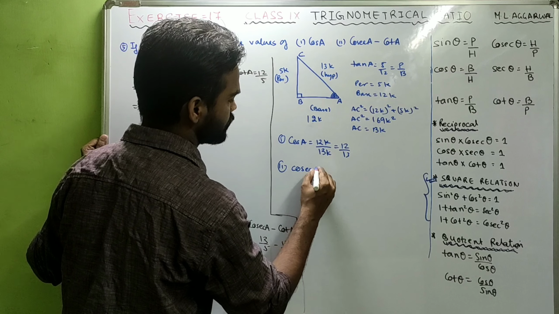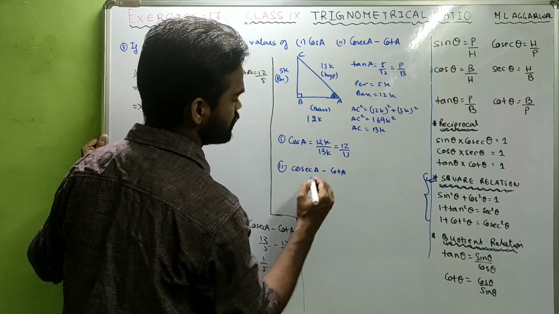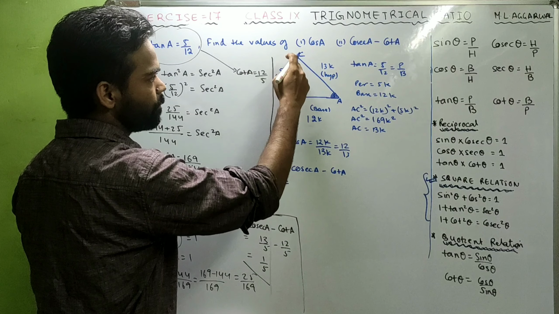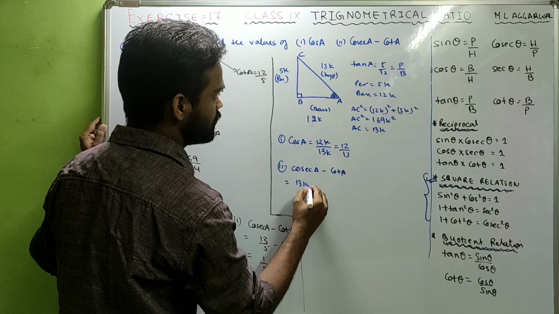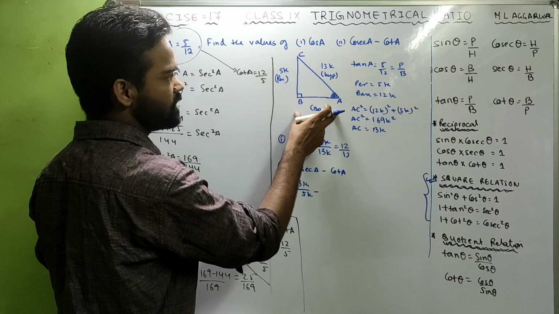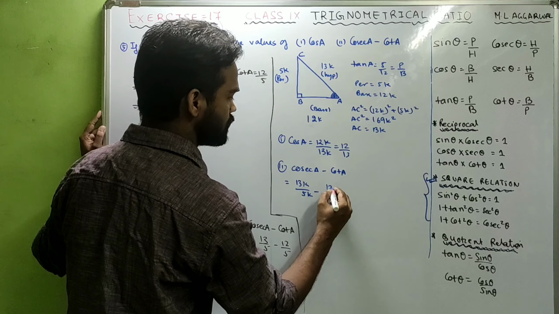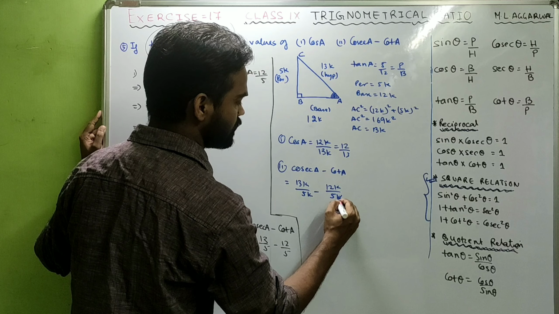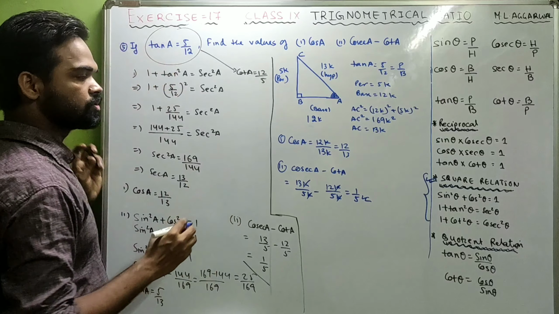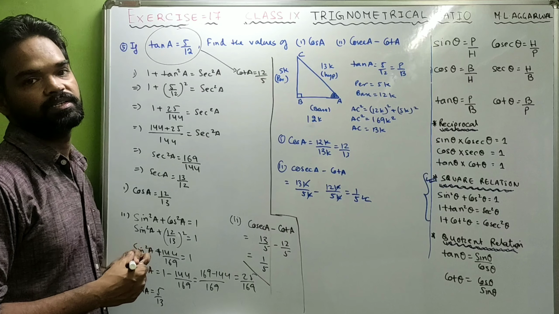Now see, number 2. Cosec A minus cot A. Cosec A is hypotenuse by perpendicular. That's 13K by 5K. Minus cot A. Cot is base by perpendicular. That's 12K by 5K. So that's 1 by 5. So you can use any one approach for this sum.